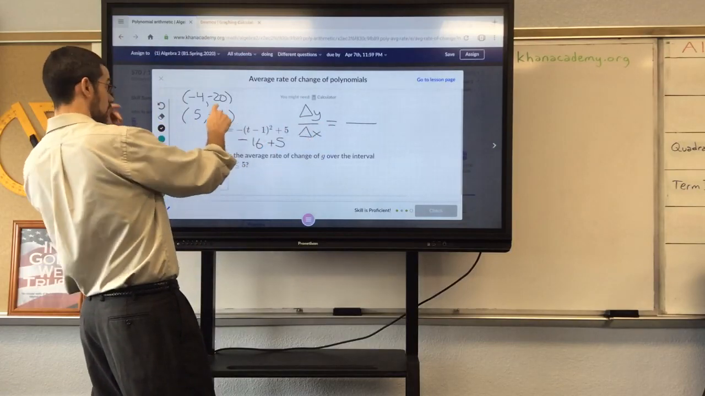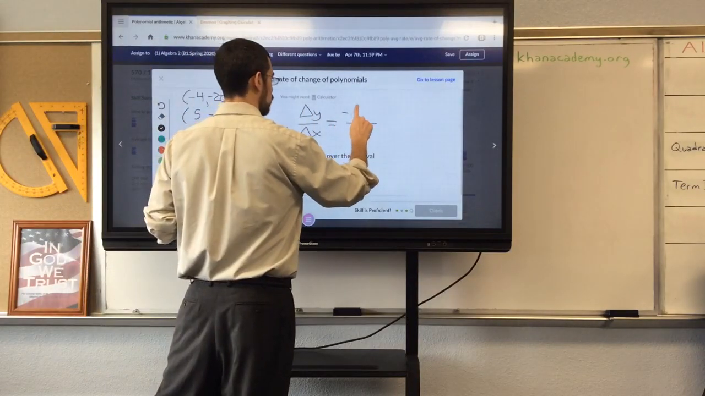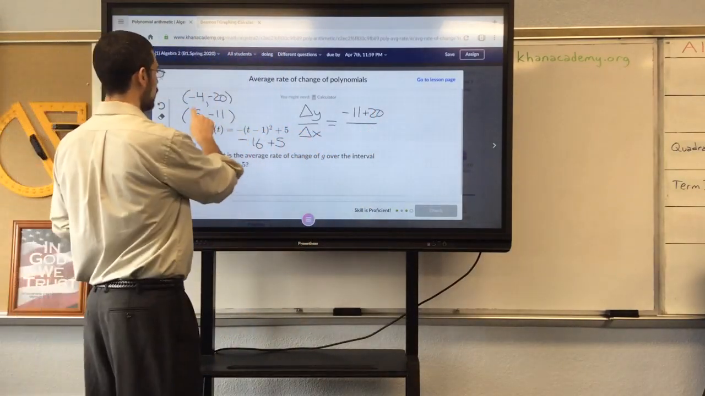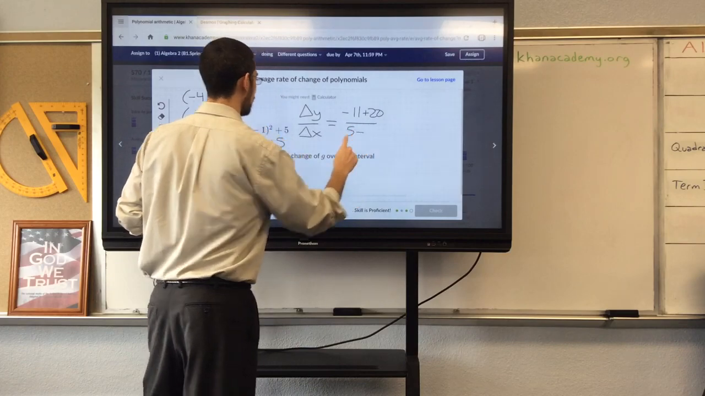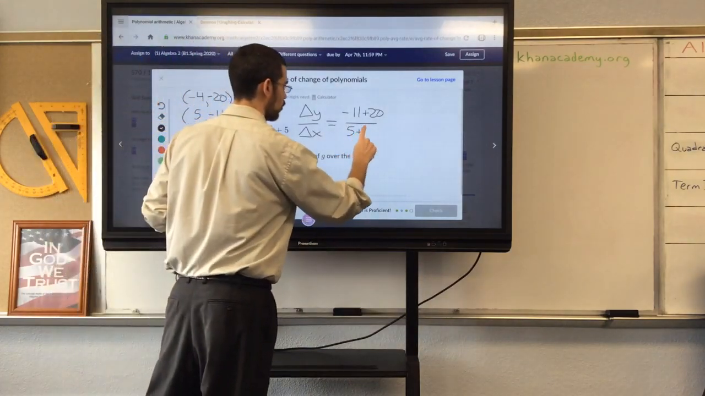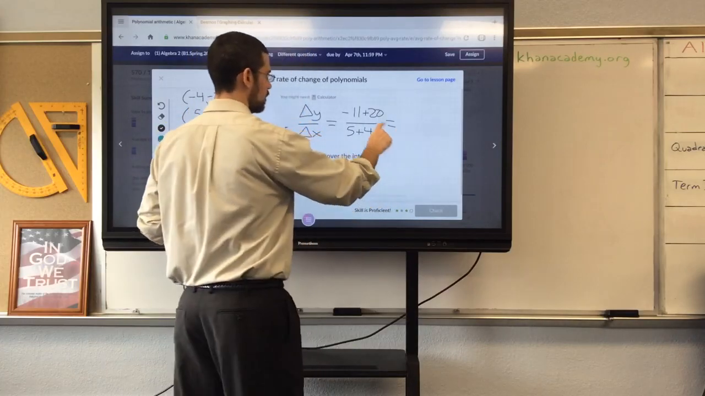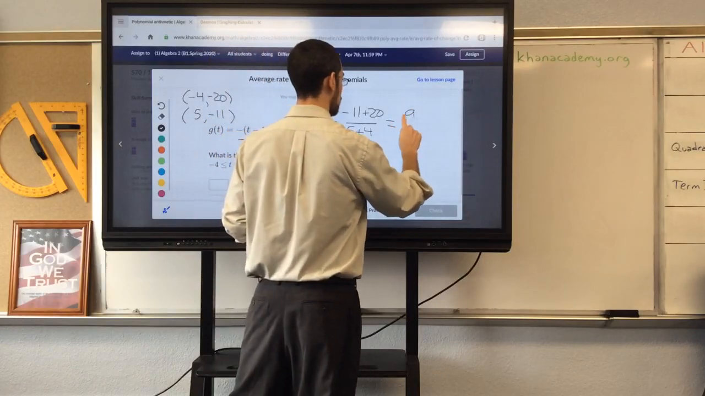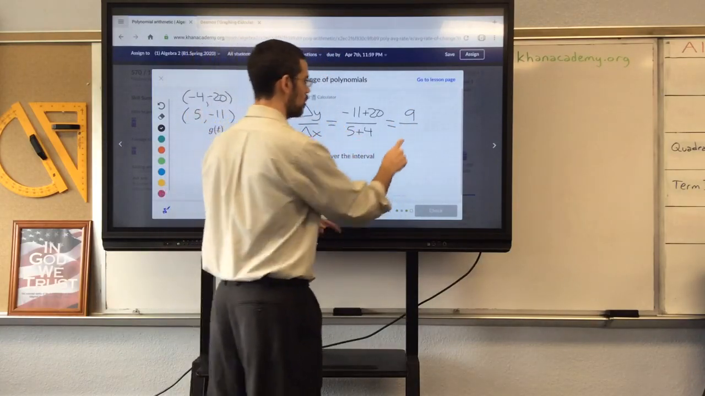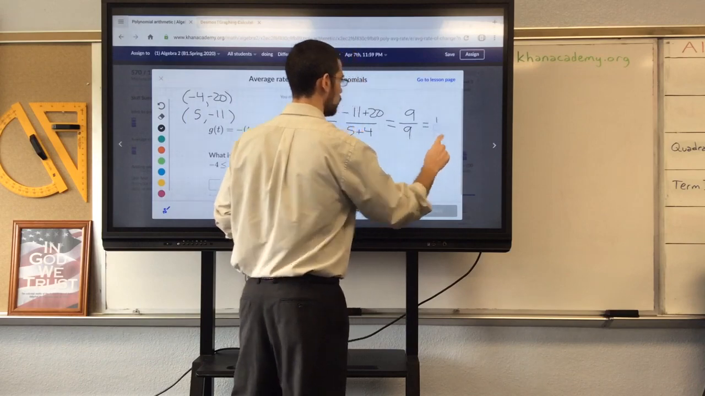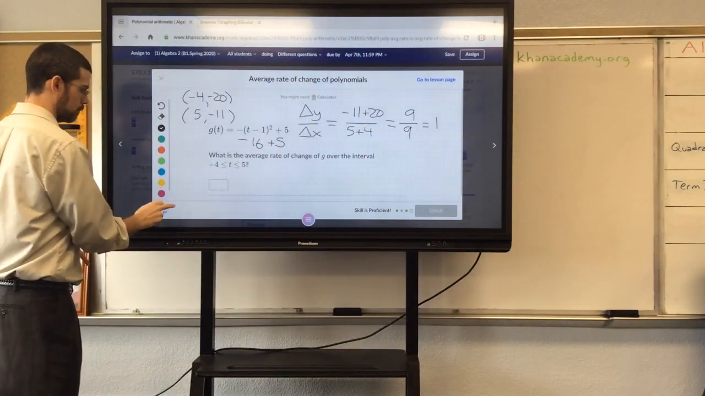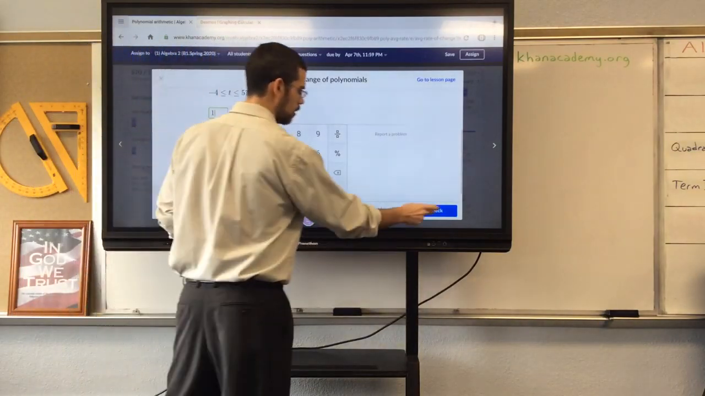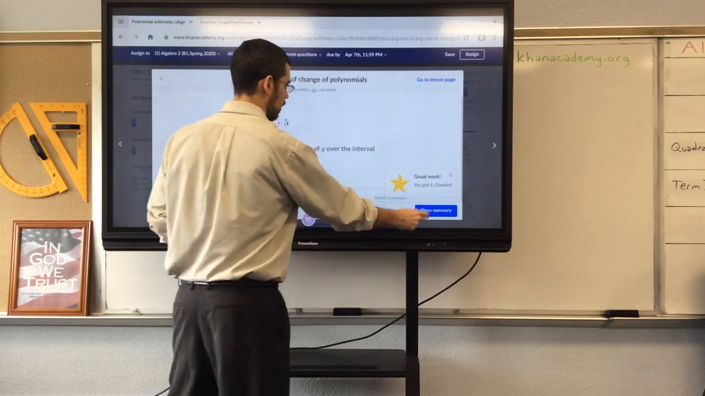Change in y is negative 11 plus 20. Why plus? Because I'm subtracting a negative. Then my x change is 5 minus negative 4. That's plus 4. And I can simplify. So negative 11 plus 20 is 9. 5 plus 4 is also 9. So my slope is 1. And we'll enter that right here where they ask for it. Slope is 1. And we're done.